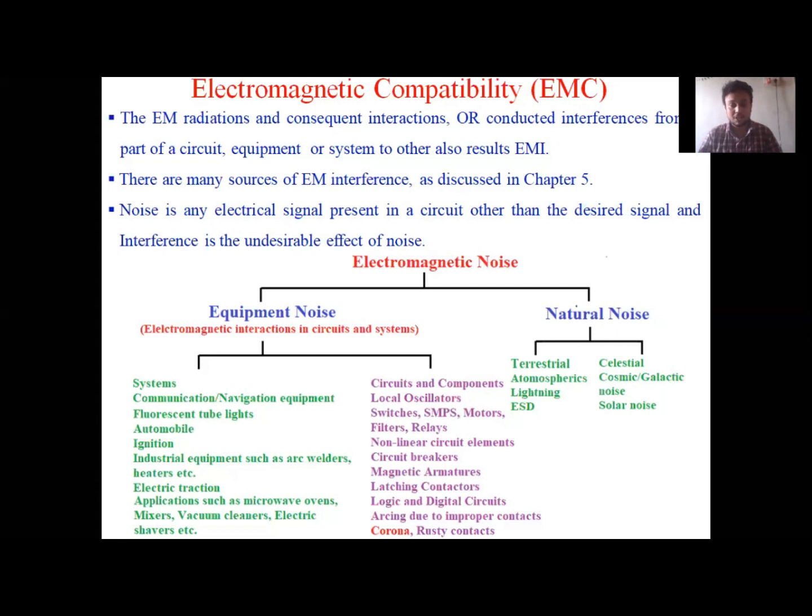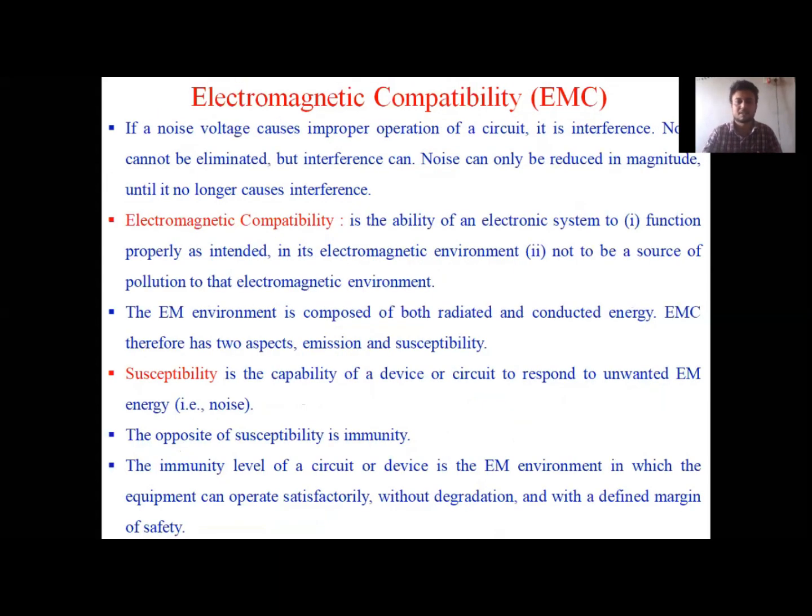ESD, electrostatic discharge, atmospheric noises are there, galactic noises are there. So those are the noises generated by natural phenomena. So those noises are also capable of damaging the equipment and capable of changing the performance of the equipment. So how to control this noise? How to make a device which is compatible to electromagnetic interference? There comes the concept of electromagnetic compatibility.